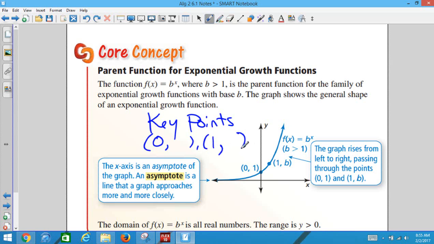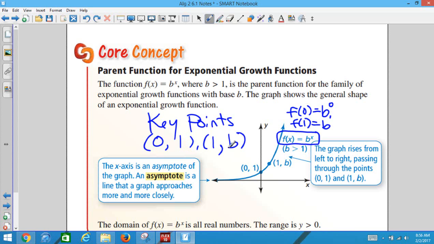If I know x is 0, how do I find y? You plug it into the equation. So if the equation is f of x equals b to the x, and I put 0 in, what is anything to the 0 power? 1. And if I put 1 in, f of 1 equals b to the first, so I get b. Whatever value b is, it will be a number. That's what I would put in that spot.